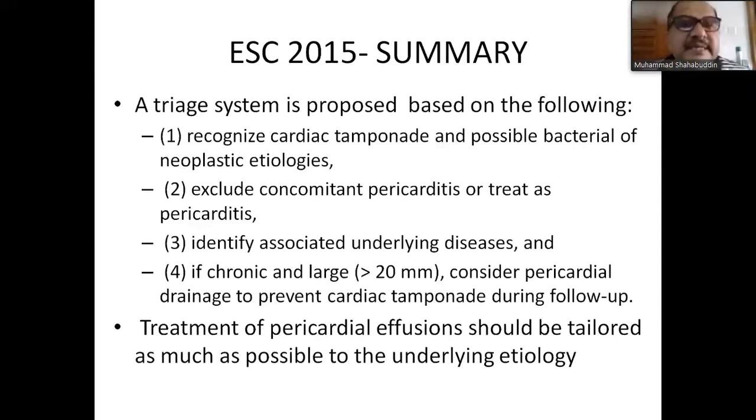And a triage system is proposed based on the following: recognize the cardiac tamponade and possible bacterial or neoplastic etiology, exclude concomitant pericarditis and treat the pericarditis, identify associated underlying disease, and if chronic and large, more than 20, consider pericardial drainage to prevent cardiac tamponade during follow-up. That is if it is followed from the treatment triage algorithm. The treatment of pericardial effusion should be tailored as much as possible to the underlying etiology. This is in short the recommendation from the ESC 2015.